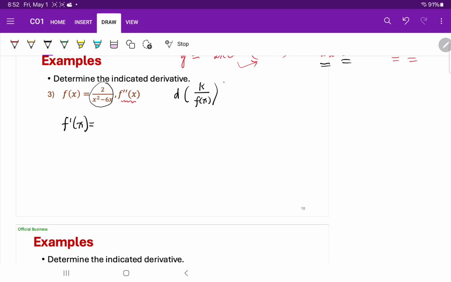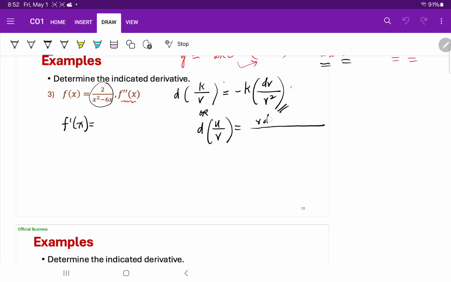So, how do we find the derivative? Or, you could also write k over v. Ano ginagawa natin dito? That's negative k times what? The derivative of v over v squared. But you can also use here the quotient. If you don't remember this one, we can still use the derivative of a quotient, which is u over v. Di ba? It's up to you. You can use the first formula or the second formula, which is u over v, with v du minus u dv over v squared.